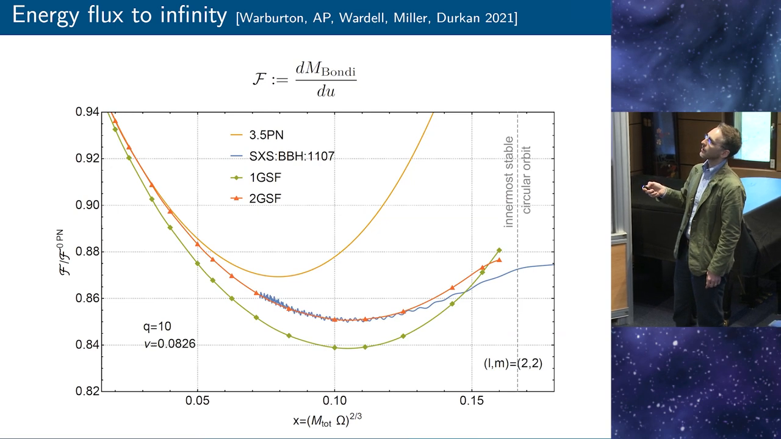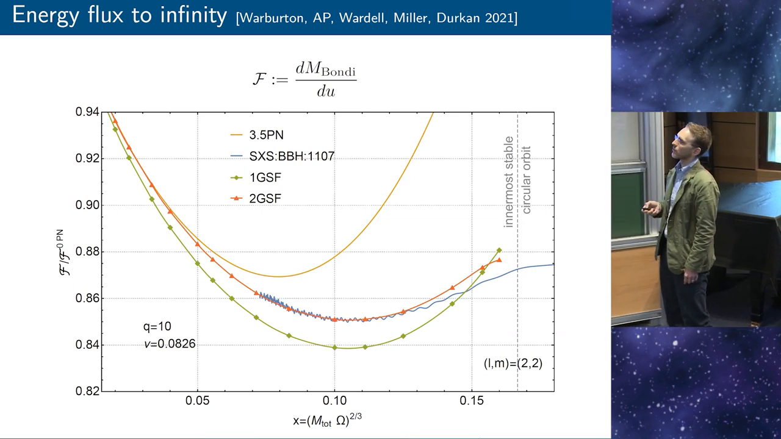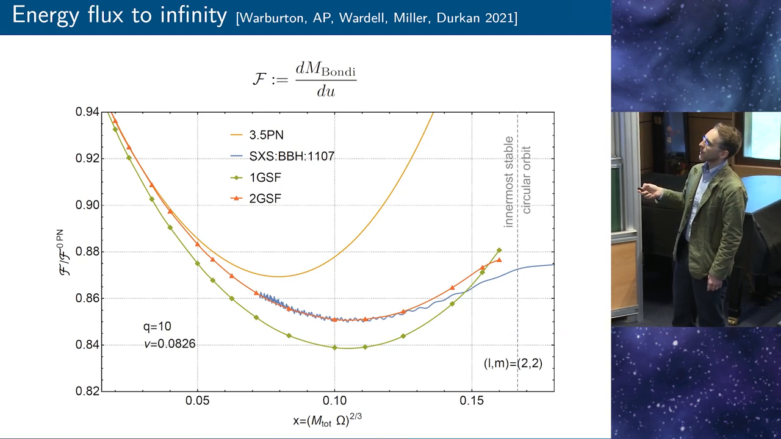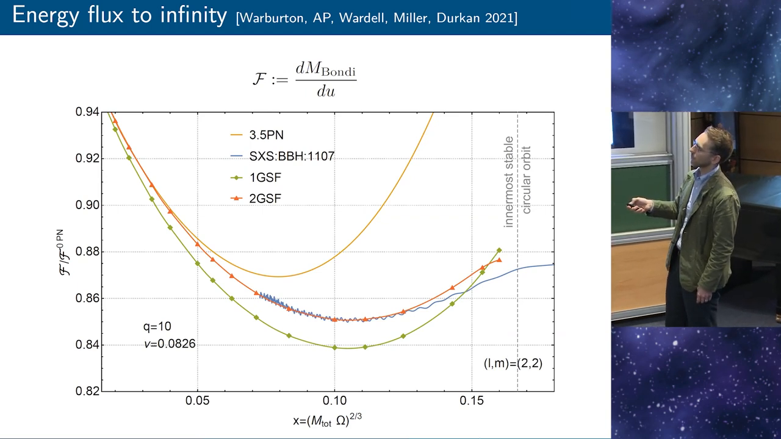The next thing we calculated more recently is the energy flux out to infinity. So this is just the rate of change of the Bondi mass with retarded time along scri plus. So here we're comparing against actually full numerical relativity and post-Newtonian theory. This is for mass ratio 1 to 10.